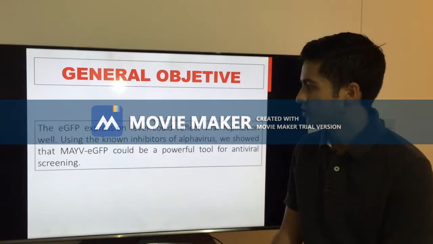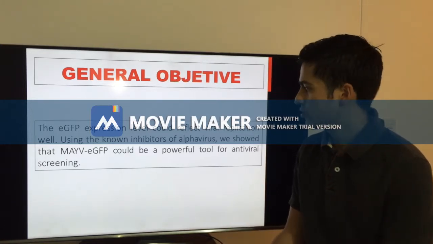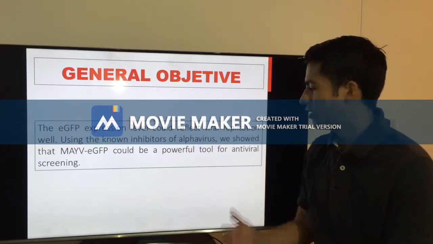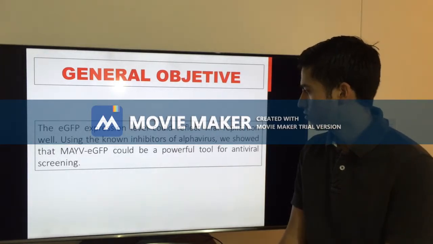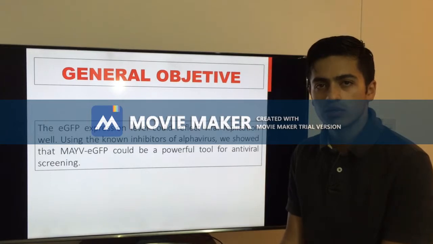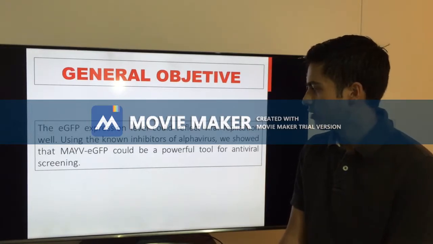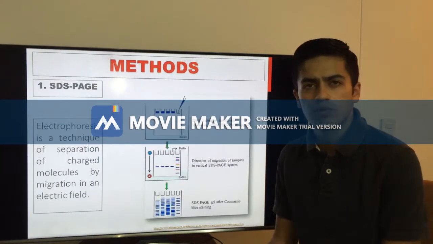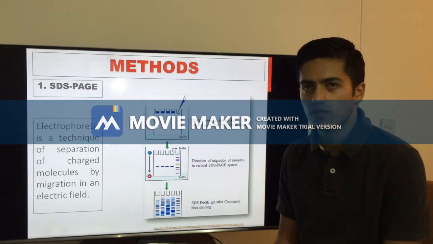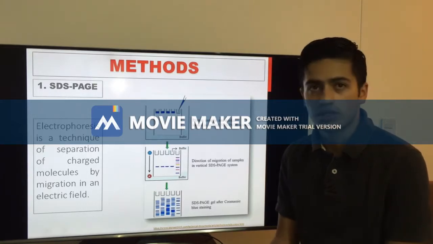Okay, the general objective of the investigation is to determine whether the eGFP expression level could reflect viral replication well. Using known inhibitors of alphavirus, we showed that Mayaro virus eGFP could be a powerful tool for antiviral screening. Different support media can be used to avoid mechanical disturbance and the effects of convection currents on separation.